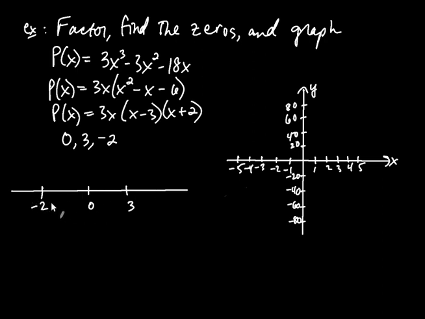And notice that these zeros are successive zeros, right? -2, 0, 3. There's no zero in between these, for example. I found all my zeros right here. So what that means is that when you have successive real zeros, the graph has to be completely above the x-axis or completely below the x-axis between the two zeros. For example, between -2 and 0, the y-coordinate has to either be completely positive or completely negative.